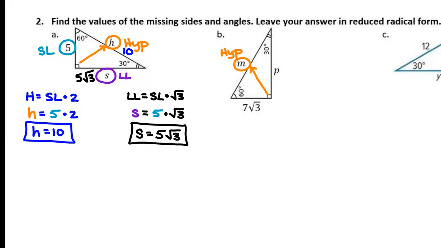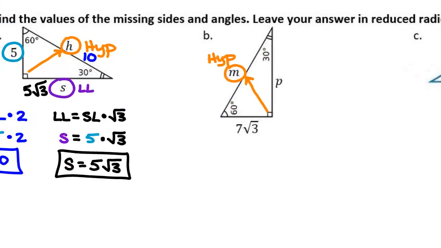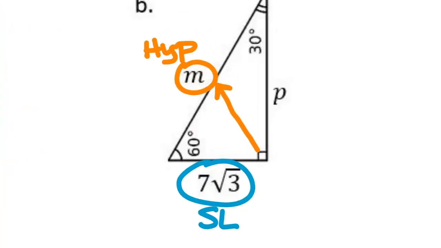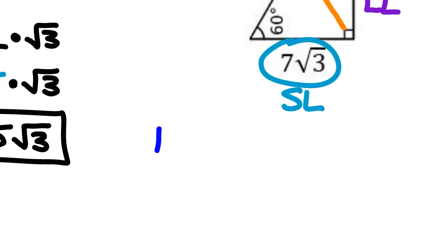Let's label the short leg next. Which one is the short leg? 7 square root of 3. So that's SL, which means P is what? P is the long leg. All right, let's find that hypotenuse first. Hypotenuse is equal to, what's that relationship again? SL times 2.